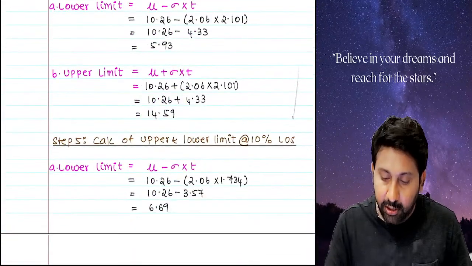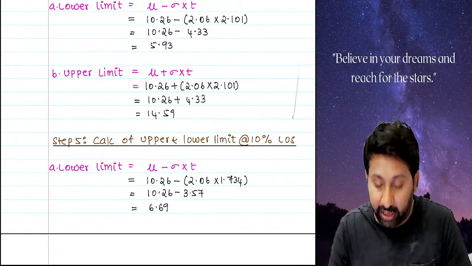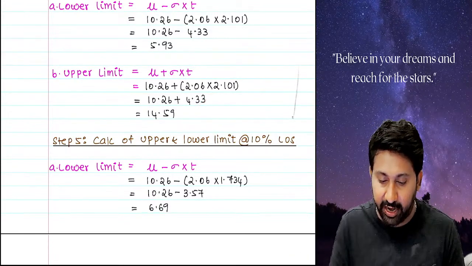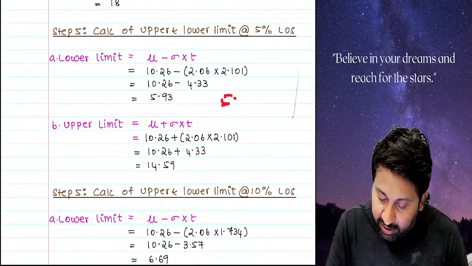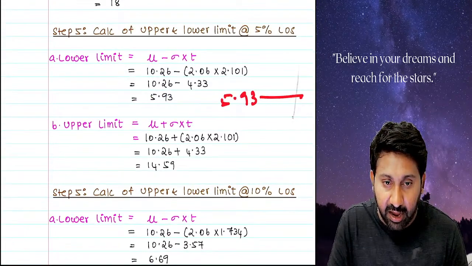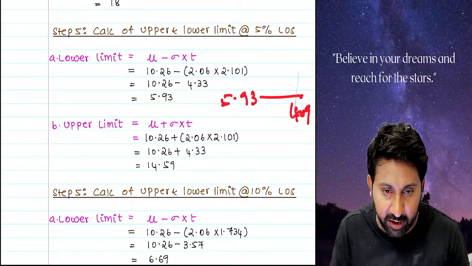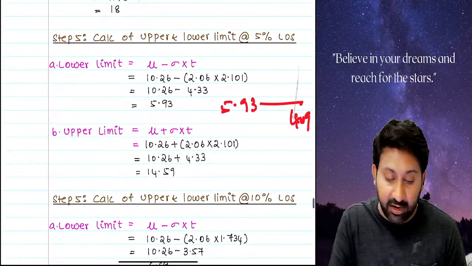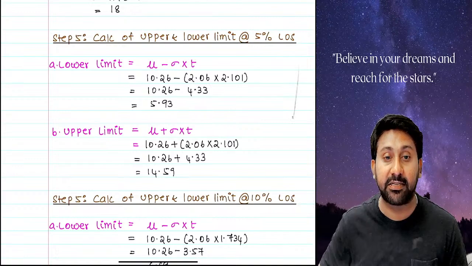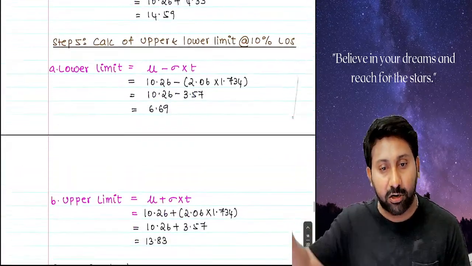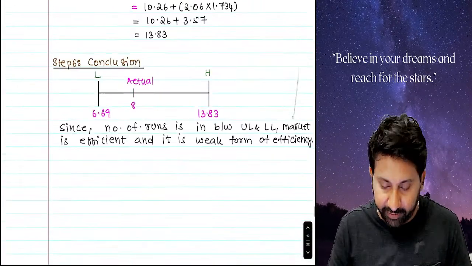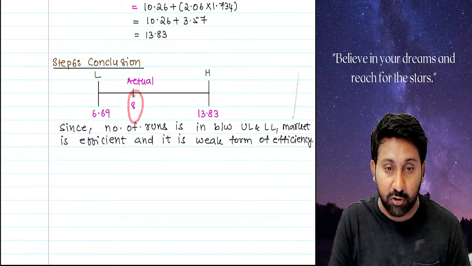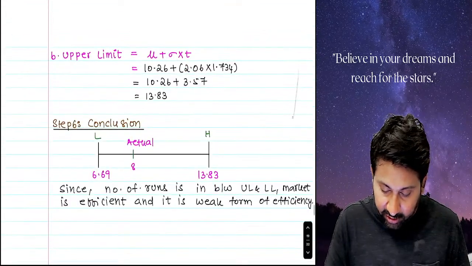Upper limit is mu plus sigma into t, so we add and get 14.59. So the lower limit can be 5.93 and the upper limit can be 14.59. This is the limit calculation at 5% level of significance. Similarly you can calculate for 10%. Conclusion: what are the actual runs? 8.